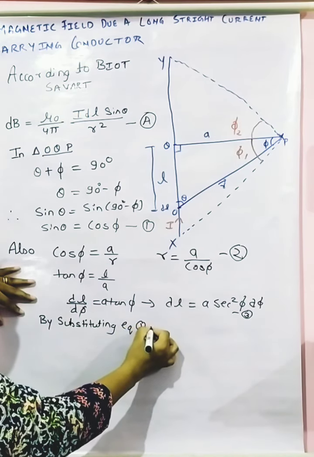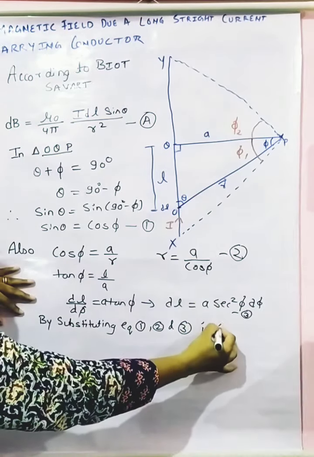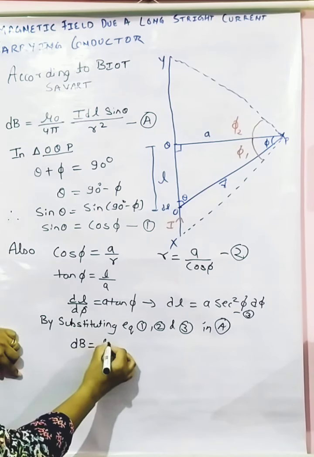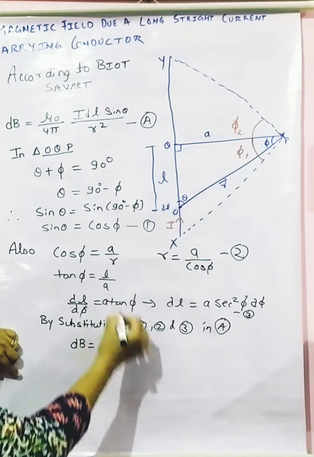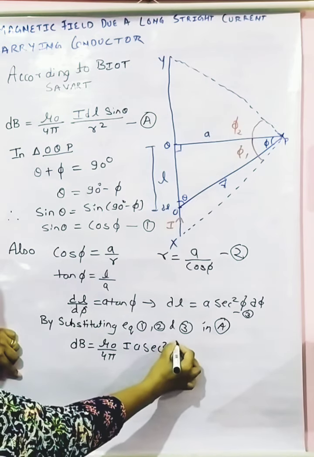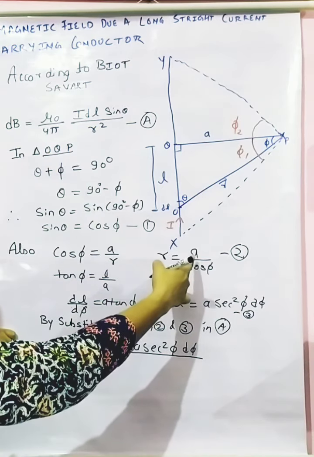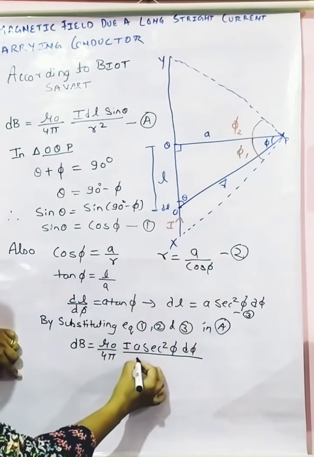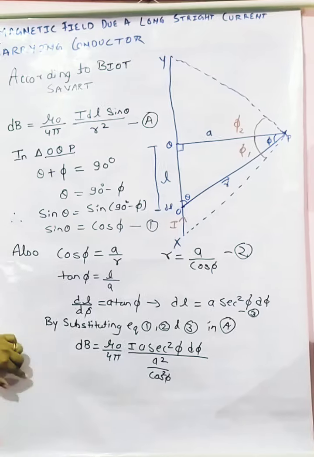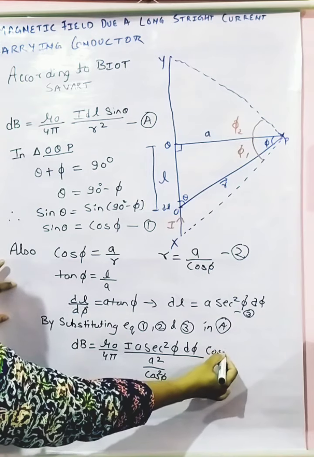Substituting equations 1, 2 and 3 in equation A, what do you get? You get dB is equal to mu naught upon 4 pi, I will come as it is. What is the value of dL? dL is nothing but A sec square phi d phi, whole upon, what is the value of R? If you see from here, R will be A square cos square phi. Sin theta is still left. What is the value of sin theta? That is nothing but cos phi.